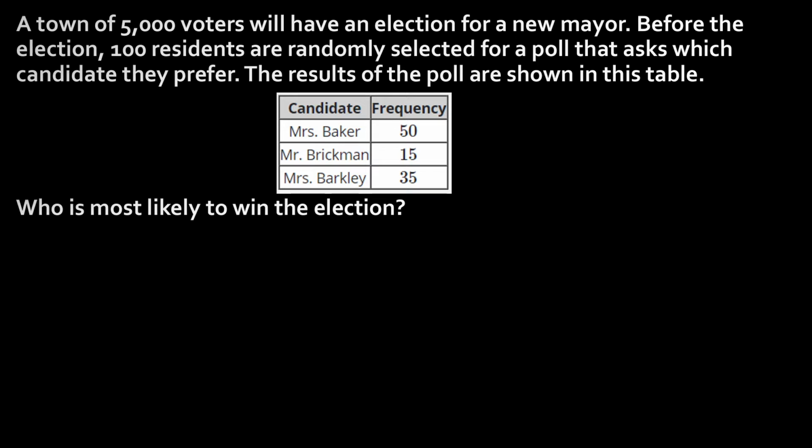Well, in order to win an election, you have to have the most votes, right? And when I look at this table, Mrs. Baker has 50, and that's the biggest number, which means Mrs. Baker is most likely to win this election. Mrs. Barkley would come in second, and Mr. Brickman would come in last, just because he has the least votes.